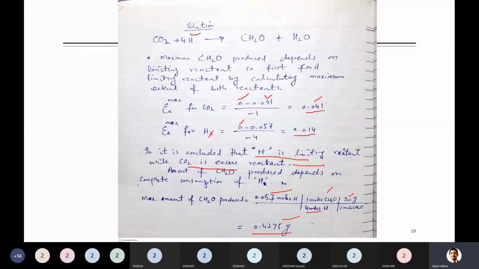Clear? Any question? No, sir. Roll number 4, you are right here.